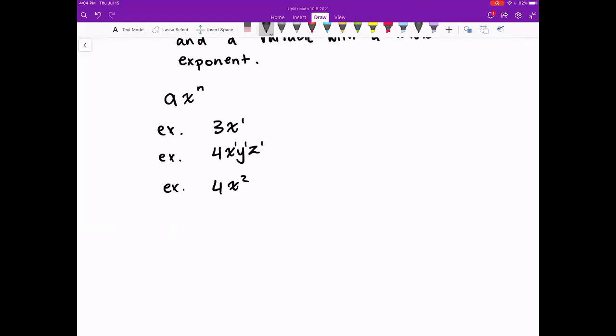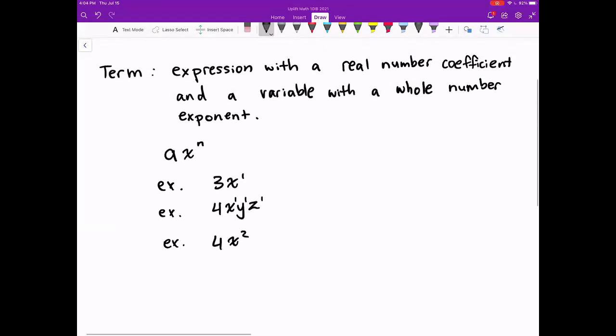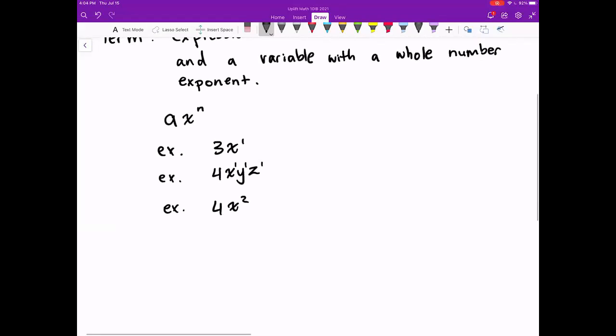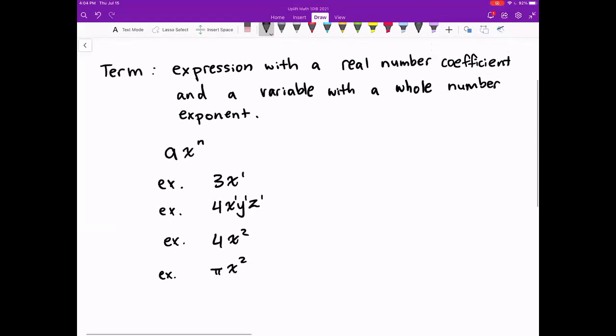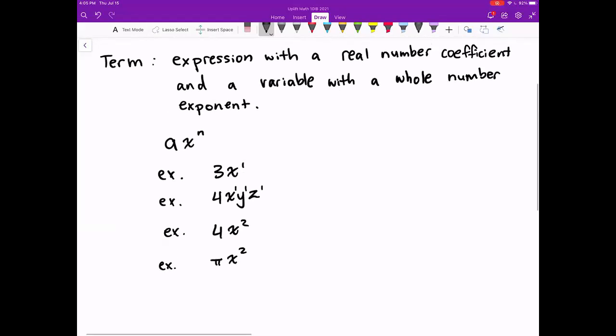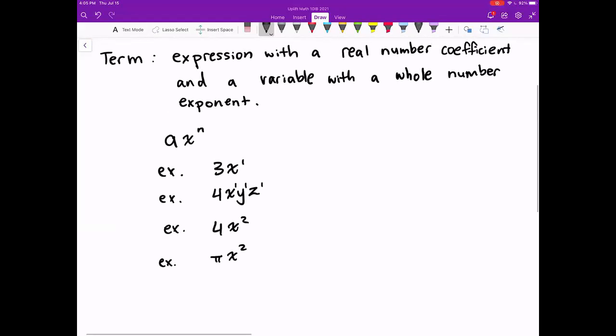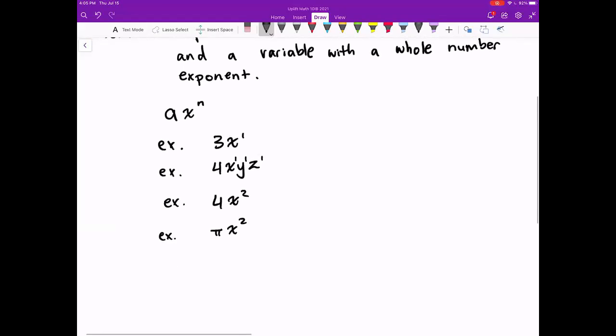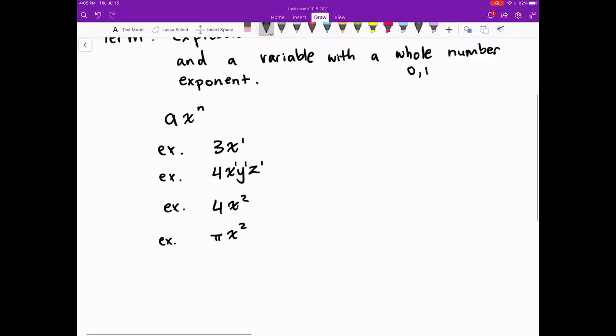Okay, so notice how we said that it must have a real number coefficient. A real number consists of all the numbers on a number line. So another example would be pi x squared, because pi is also a real number. So the coefficient can pretty much be any number you want. However, the exponent of the variable has to be a whole number. So a whole number is 0, 1, 2, 3, etc.